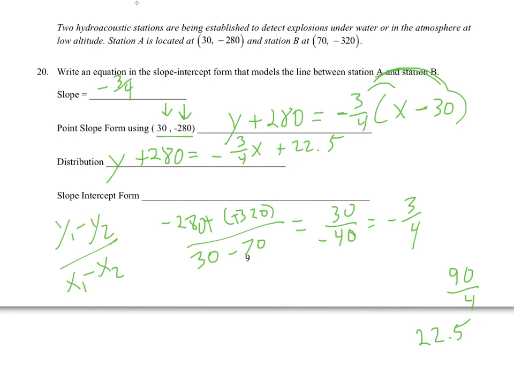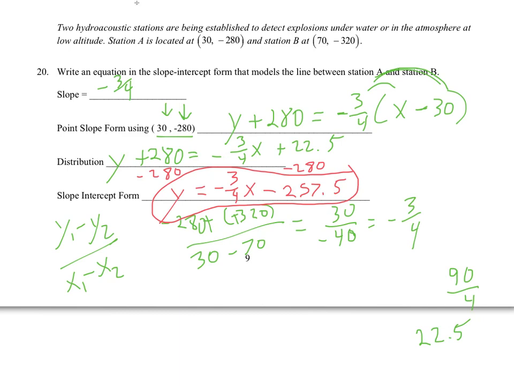Slope-intercept form, how do we do that? We then subtract 280 from both sides. And we end up with y equals negative 3/4 x minus 257.5, or 1/2 if you left it as a fraction. Okay, so that is what the line looks like in slope-intercept form.